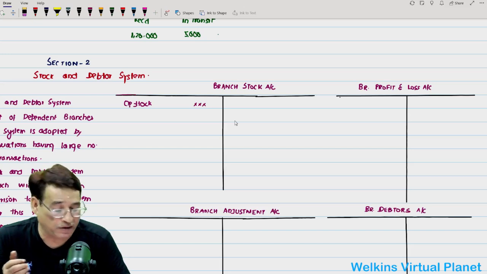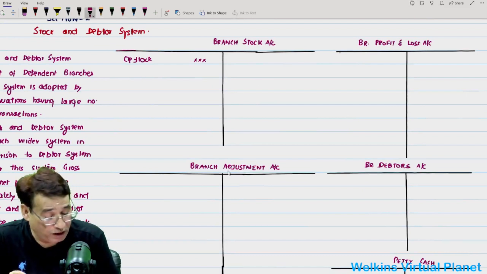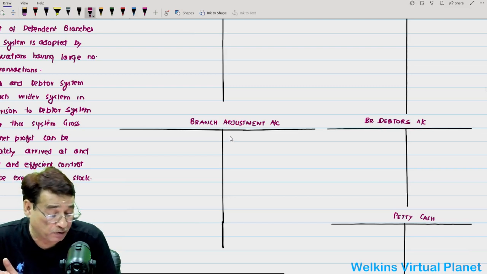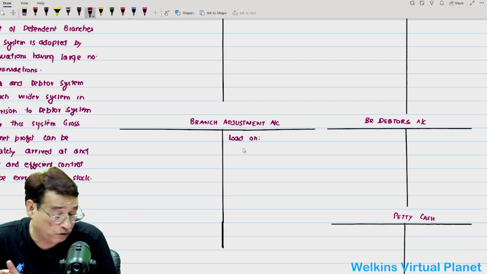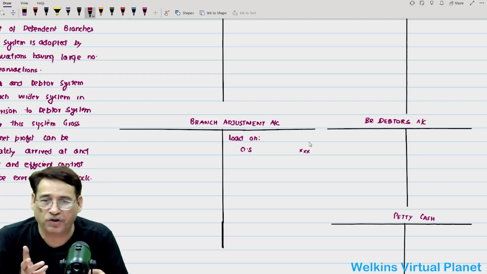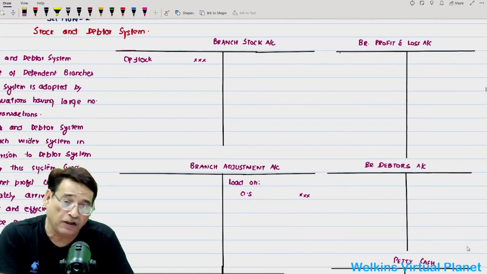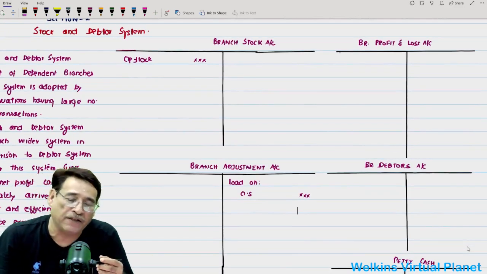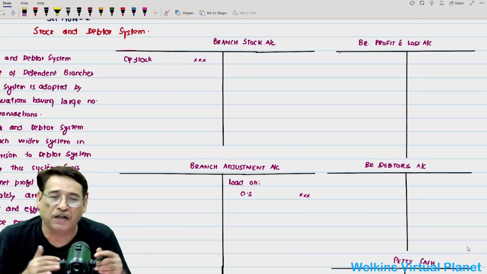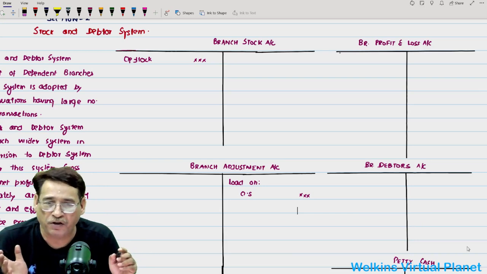But under this particular system, loading will be written towards the opposite side, but not in the same account, correct? We are going to write the loading part in the branch adjustment account. So I will write here: by loading on opening stock. Whatever loading is there in the opening stock, I will simply write here. By putting up loading over here, I have adjusted the item to its true value, that is cost. Because I have put the item at invoice price over here, and I'm writing the loading part over here, this item has now been brought down to its real price, that is the cost price. So that is the basic purpose of branch adjustment account. We want to bring the relevant item to the cost. Is it clear to you or not?